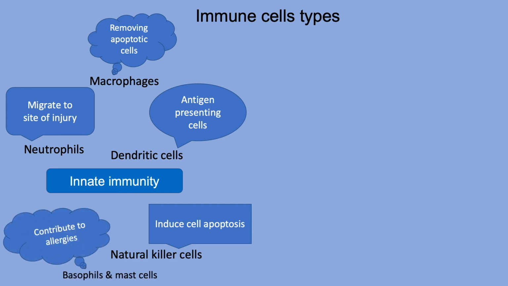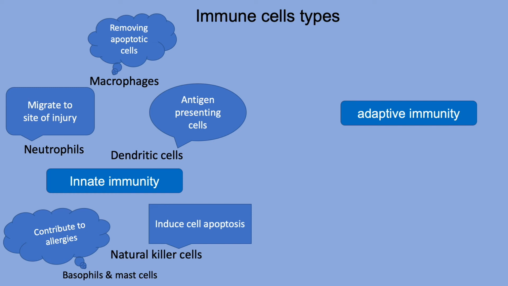Mast cells are also important for defense against parasites. Mast cells are found in tissues and can mediate allergic reactions by releasing inflammatory chemicals like histamine. Mast cells and basophils have similar characteristics in terms of their function and development.